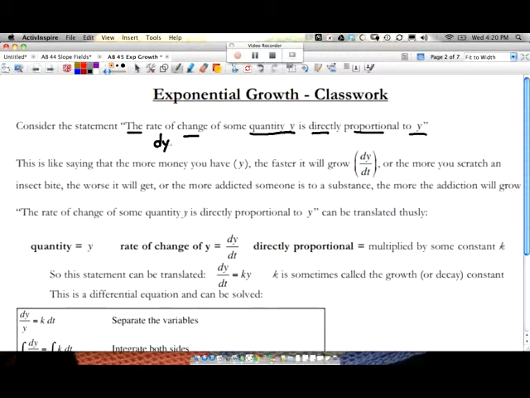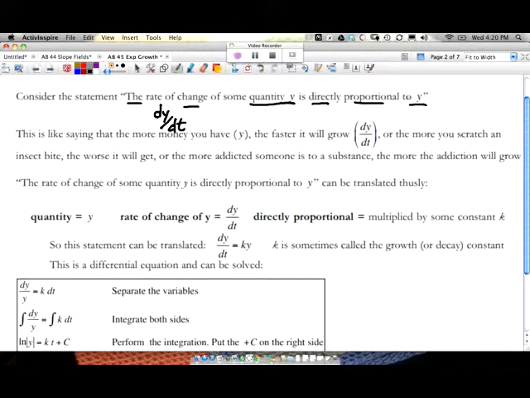that's really saying something like dy/dt. And it says it's directly proportional. So what does directly proportional mean? That means that it's kind of like a constant. It's multiplied by a constant. That's the idea. So what winds up happening is the quantity, some quantity y, and the rate of change of y, which is dy/dt, are directly proportional. They're multiplied by some constant k.